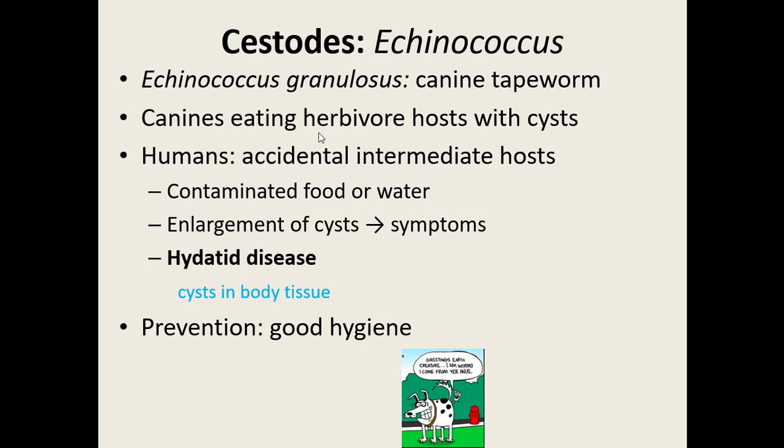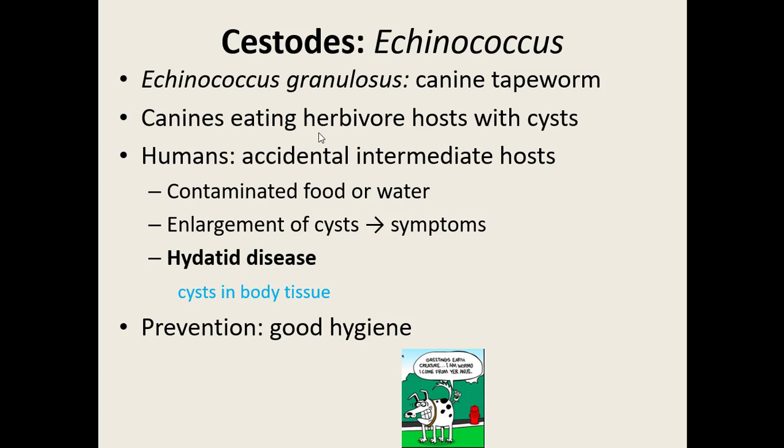Now, humans are accidental intermediate hosts. We're not final hosts, which means it's not going to develop into a full tapeworm in us, but the larva is going to sit there and sit in us. It can get into various parts of our body, waiting to complete the final life cycle. Now, we can accidentally pick up contaminated eggs by drinking contaminated water, eating contaminated food, and this is all food or water that's been contaminated with dog feces.